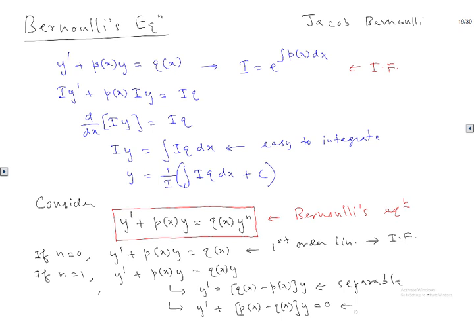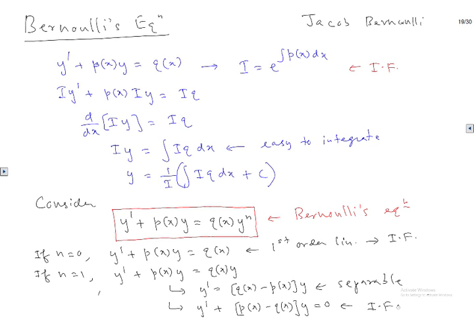That means the integrating factor method. So this is the first order linear, so we can use the integrating factor method. That means those two cases you can consider separately. If n equals 0, it is simply the first order linear, so it uses the integrating factor method. But if n equals 1, you have two ways to do this problem.